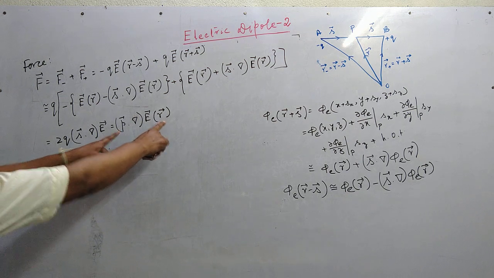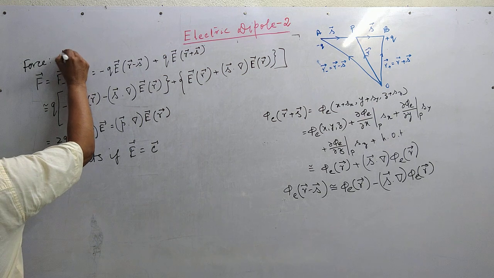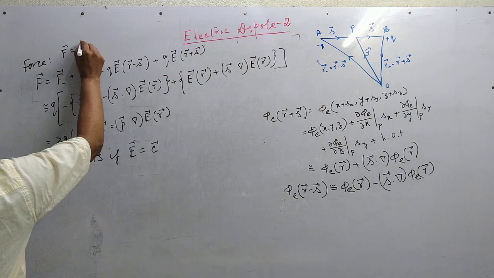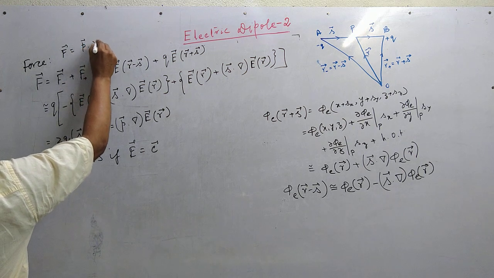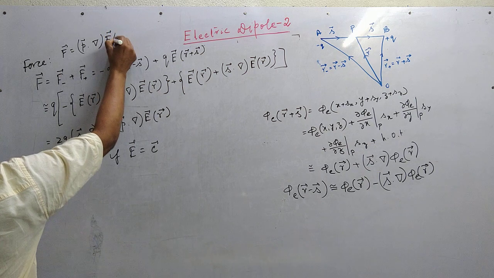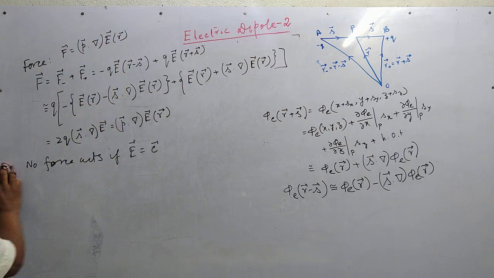And furthermore, the expression of the force. So I just write the conclusion. Force acting on a dipole is (p·∇) operating on E at r. This is my conclusion. Now come to the torque.